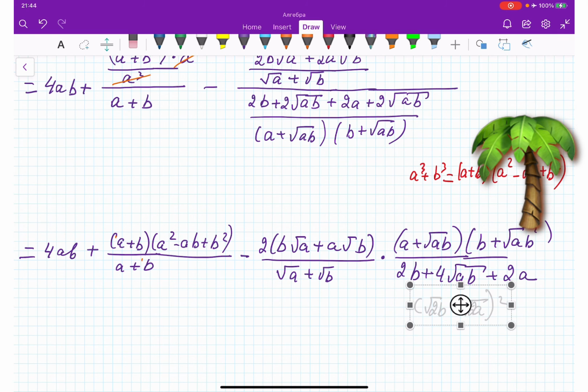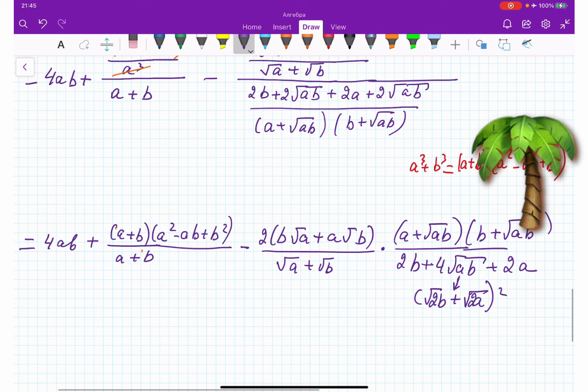Moving here, so this 2b plus 4 square root ab plus 2a is going to be replaced with this one. Yes? Okay, so how are we going to simplify now? Is there anything to simplify here? Let me see. Square root ab, square root ba.